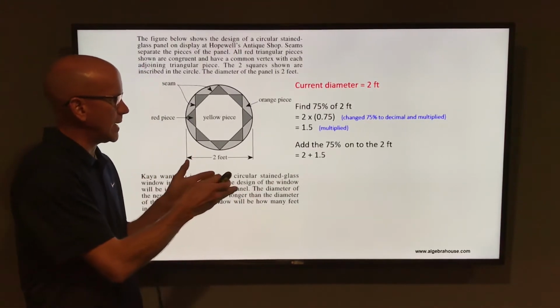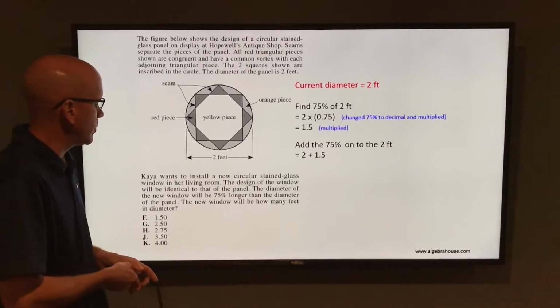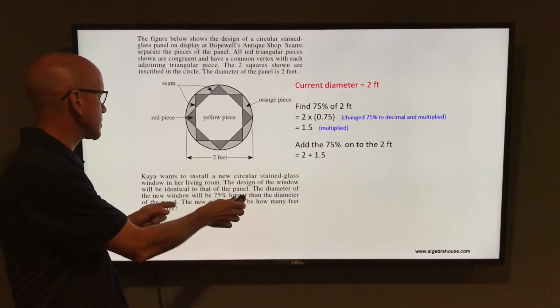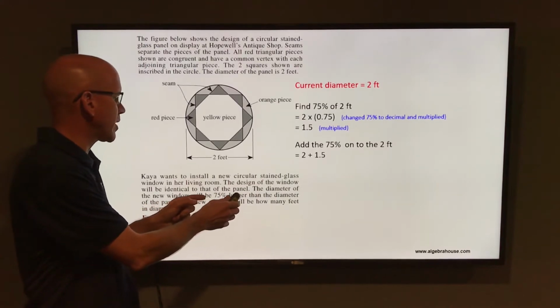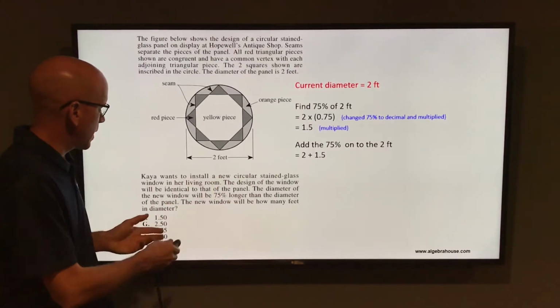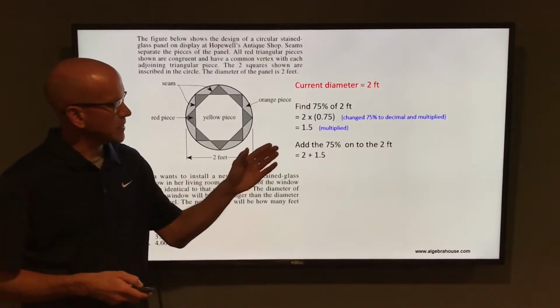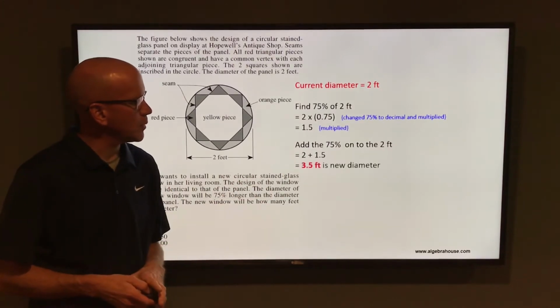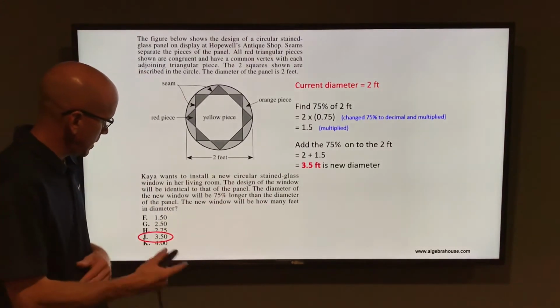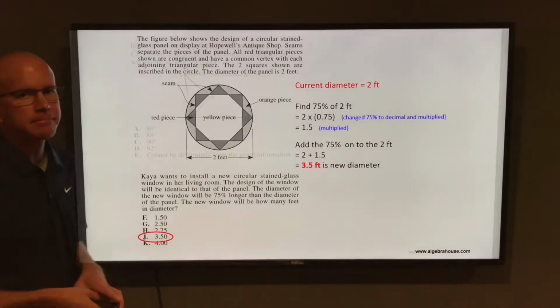We're going to add that 75% onto the 2 feet, because it says the diameter of the new window will be 75% longer than the diameter of the panel. So add that 75% onto the 2. 2 plus 1.5, that is 3.5, and that is letter J.